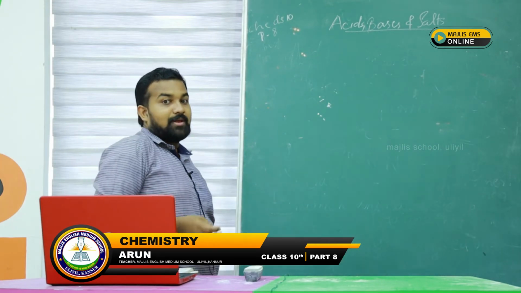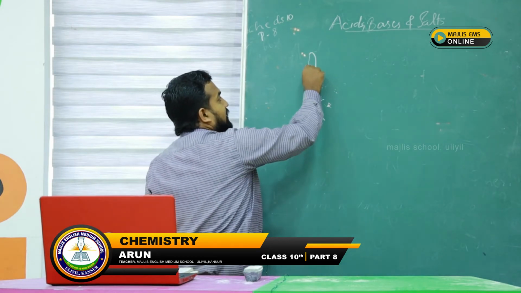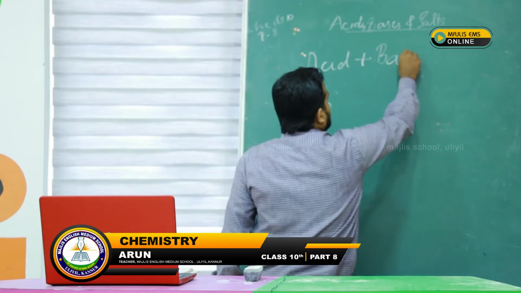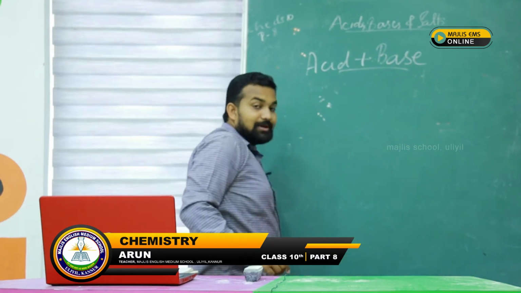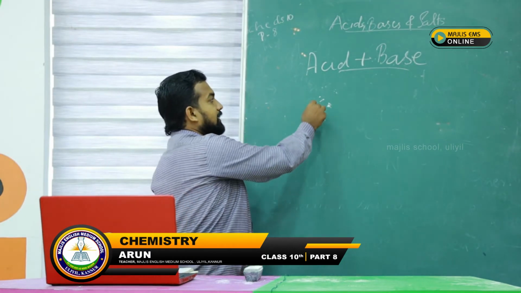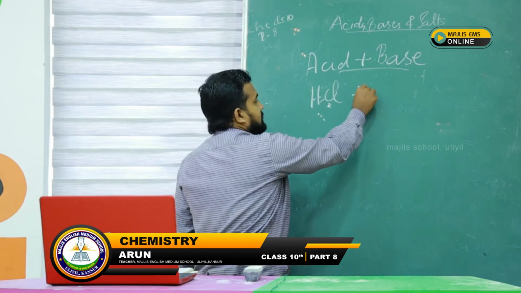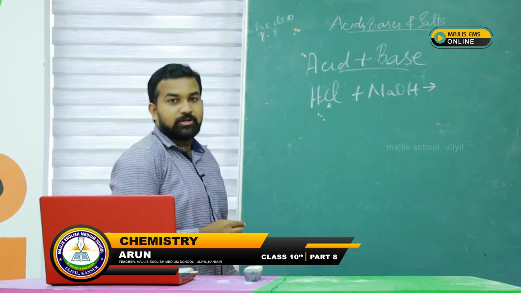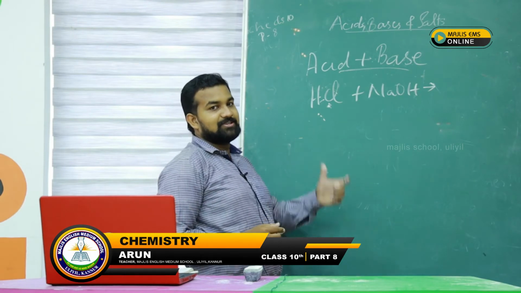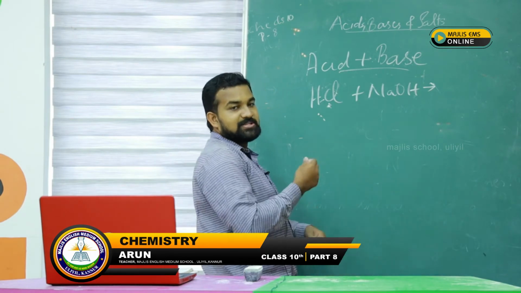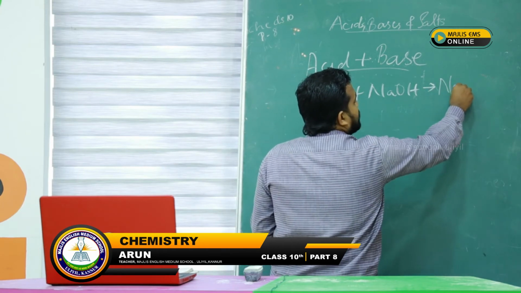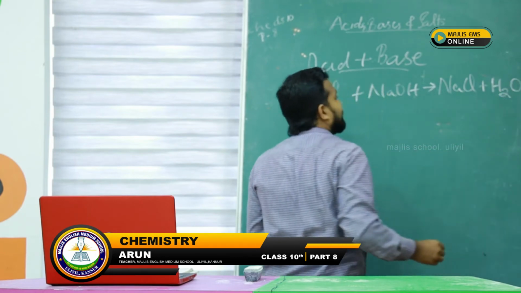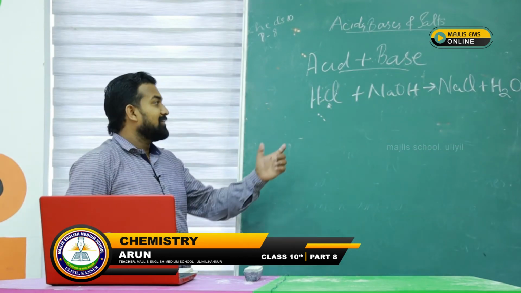Now, a very important thing: what will happen when an acid reacts with a base? Let us take an example, HCl plus sodium hydroxide. Very important, what will we get? When an acid is reacting with a base, it is double displacement, you have heard? Sodium chloride plus H2O. We will get a salt and water.